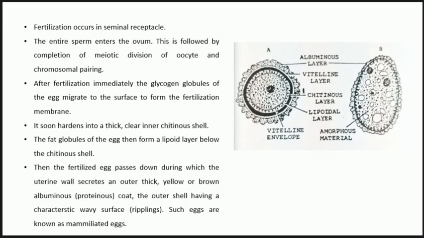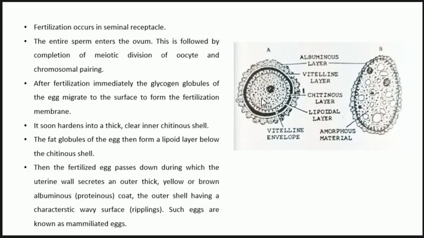Now initially, as you can see here in the diagram, this is the fertilized egg and this one is the unfertilized egg. This is the difference between the two. Before fertilization, it has amorphous material. After fertilization, as you can see, there is a lot of change that has happened here. Both are having the albuminous layer; in the fertilized egg, chitinous layer formation is there, lipoidal layer formation and vitelline envelope formation also takes place.